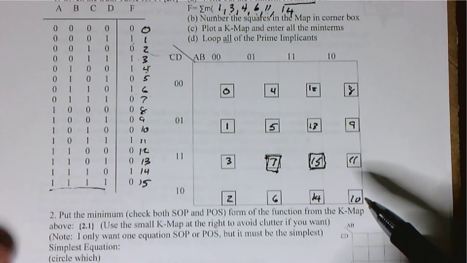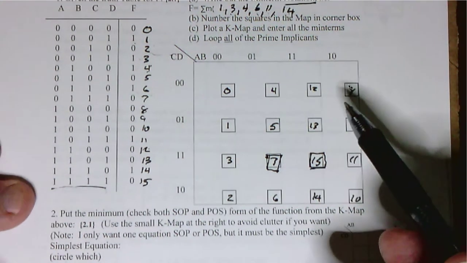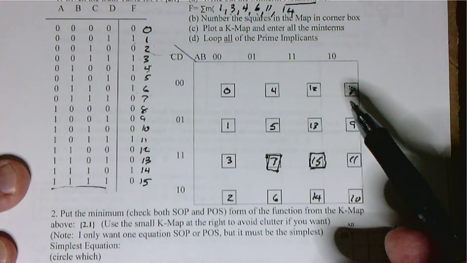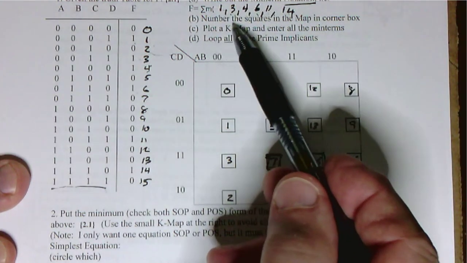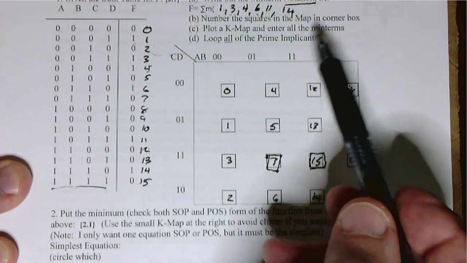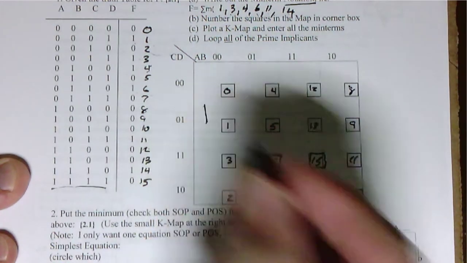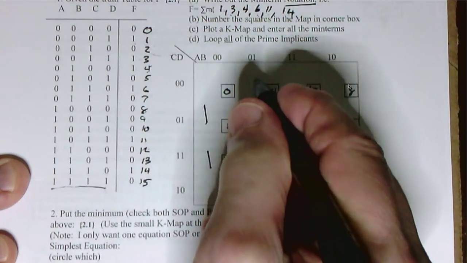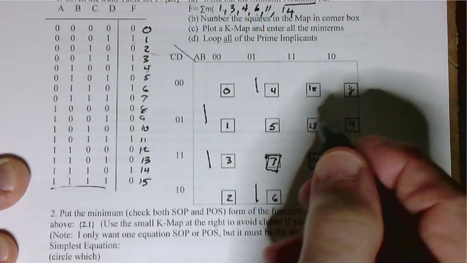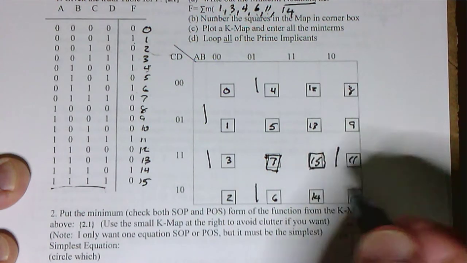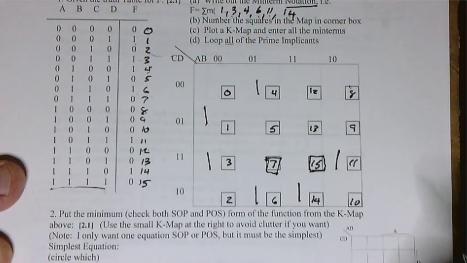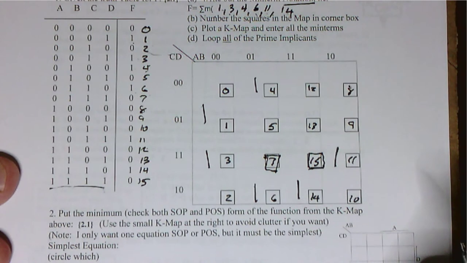Okay, now we need to plot the ones. This is easy as pie, because we already know it's 1, 3, 4, 6, 11, and 14. That's all there is. Okay?